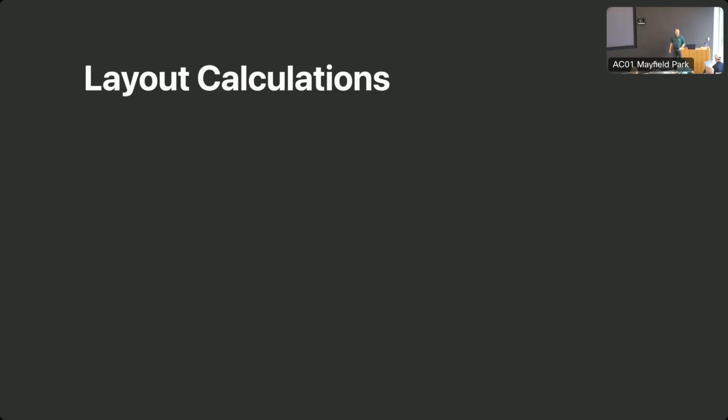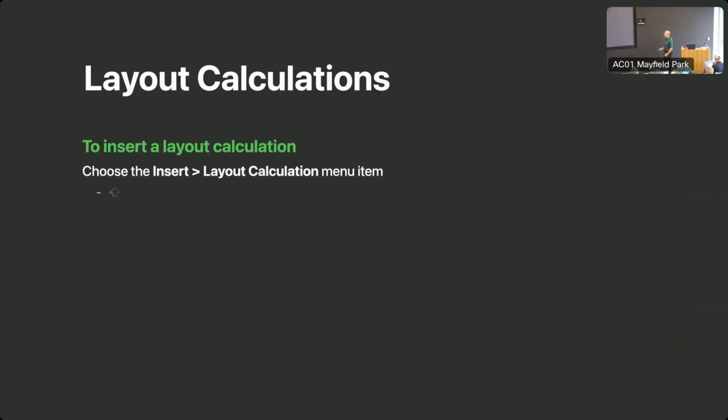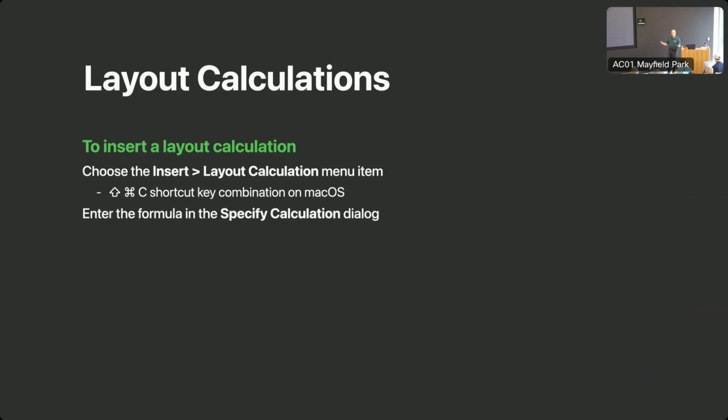All right, so for layout calculations, to insert a layout calculation is very easy. You just choose the Insert Layout Calculation option from the Insert menu. It's there at the bottom. If you're using macOS, there is a shortcut key combination for us to learn among the other 100 shortcut key combinations that we already have to know. And then it opens a Specify Calculation dialog, and you just enter your calculation.